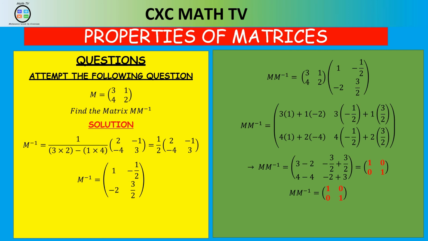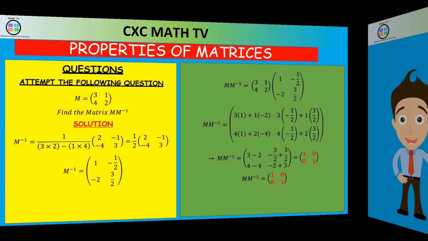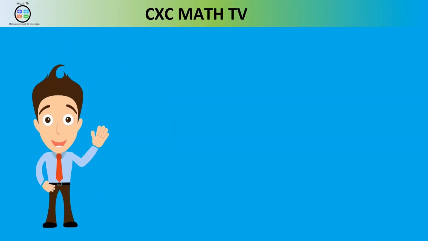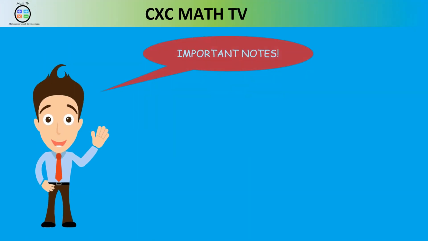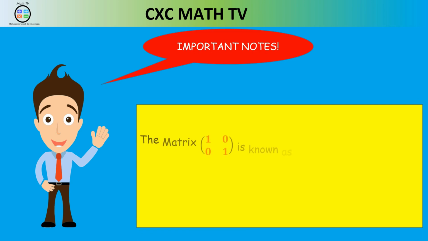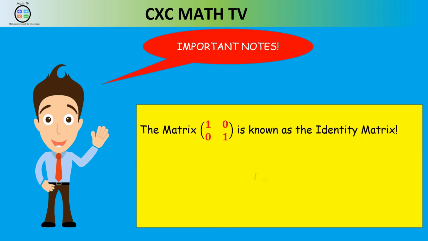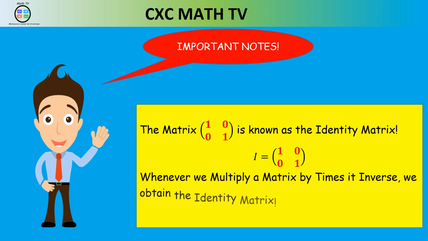Now, important to note, this matrix 1, 0, 0, 1 is known as the identity matrix. So we say I is equal to 1, 0, 0, 1. Whenever we multiply a matrix times its inverse, we obtain the identity matrix. So anytime you multiply a matrix A times its inverse, you're going to get the identity matrix.